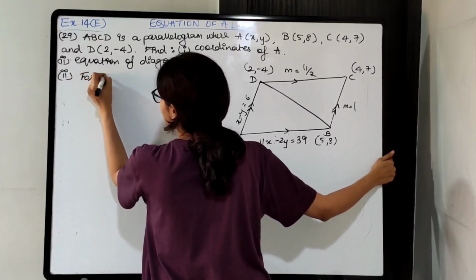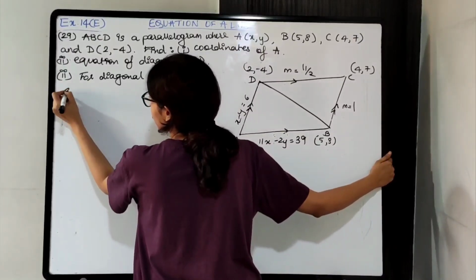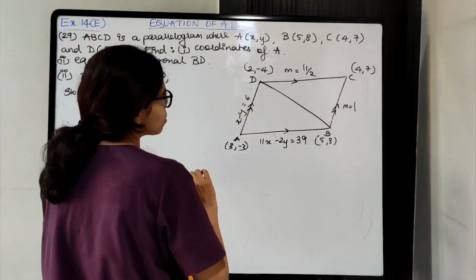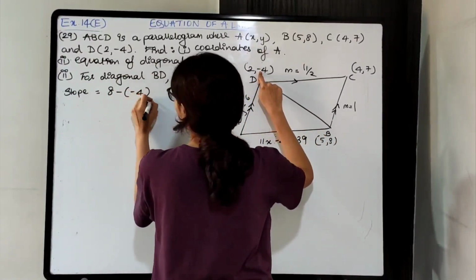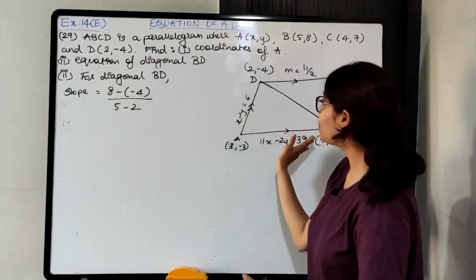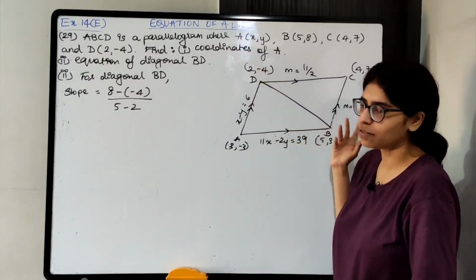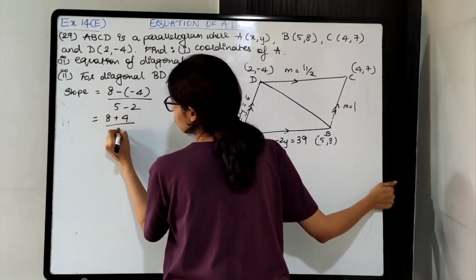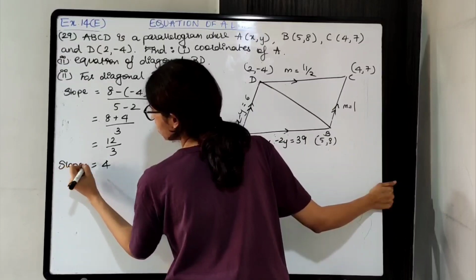Write down for diagonal BD, slope will be, subtract the y coordinates then x coordinates. Okay, so 8 minus minus 4 upon 5 minus 2. Make sure you are considering correct coordinates. B and D का coordinates consider करना है. You can go the other way around also. Minus 4 minus 8 upon 2 minus 5, that is also correct. Minus minus plus हो जाएगा, so 8 plus 4 upon 5 minus 2 is 3. So 12 upon 3, that is nothing but 4. So slope of BD is 4.